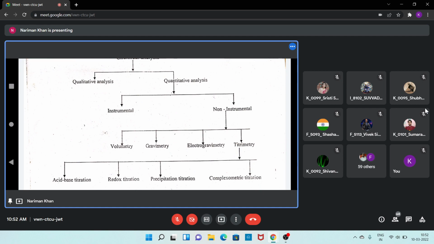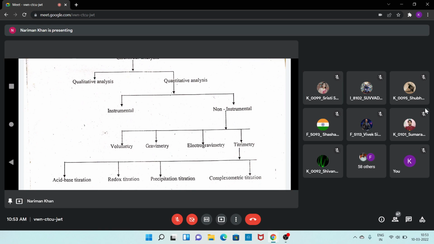Then titrimetry. In titrimetry, you will be provided with two solutions. One is a standard solution, meaning a solution whose concentration is known, and the other one is an unknown solution. And with the help of this standard known solution, when you determine the concentration of the unknown solution, that process is called titrimetry. Is titrimetry clear? Yes, ma'am.